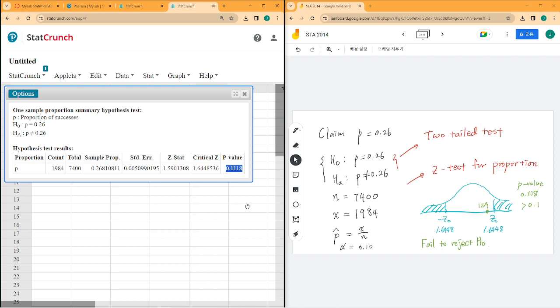So our conclusion is that we do not have sufficient evidence to reject the null hypothesis. So we want to keep away from making a conclusion for this claim, and take a step back a little bit to say that yes, it could be that p equals 0.26. That's the thing we have.